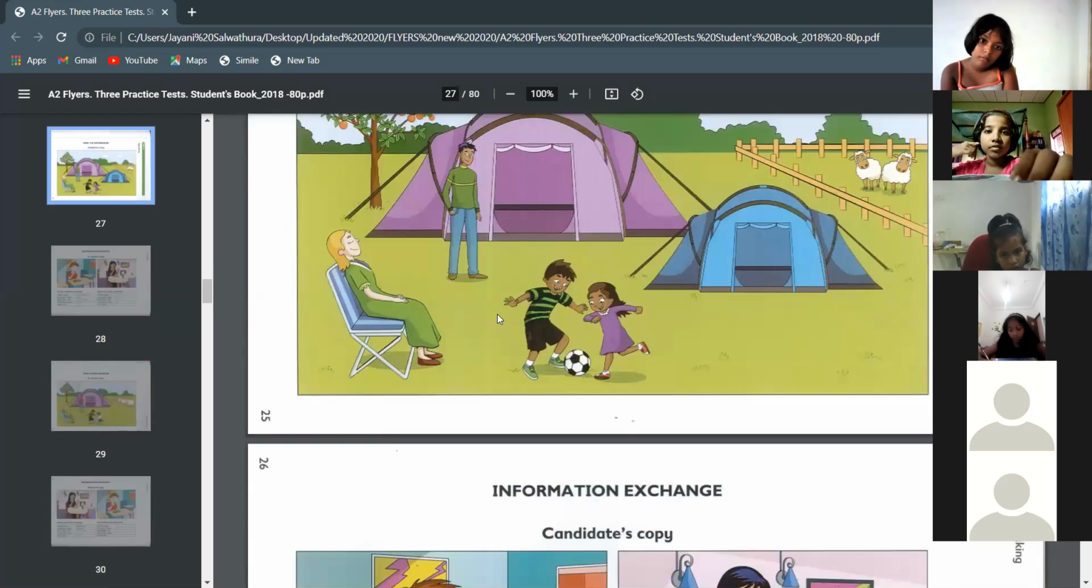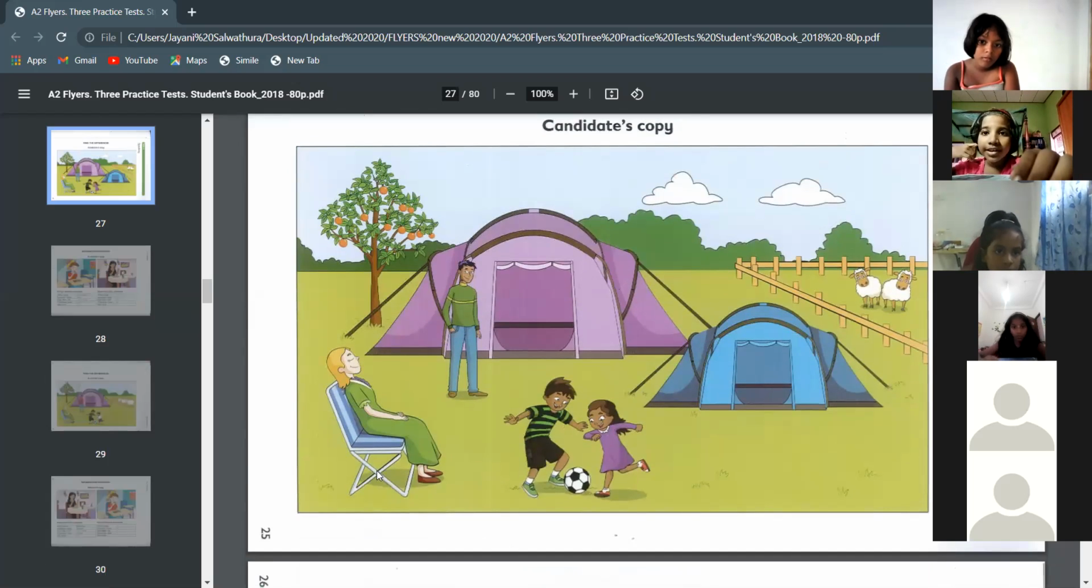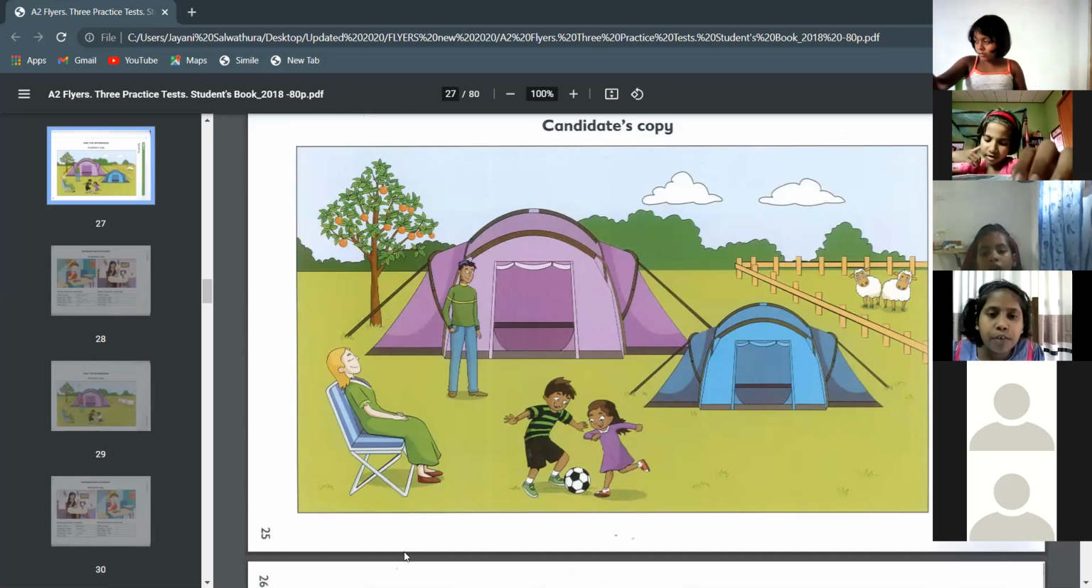In my picture, the man next to the tent is wearing a red sweater. Now tell me, what about you? Color. Yes. Okay, now look at this. In my picture, the man is wearing a green sweater. The man is wearing a blue sweater. No, green sweater.